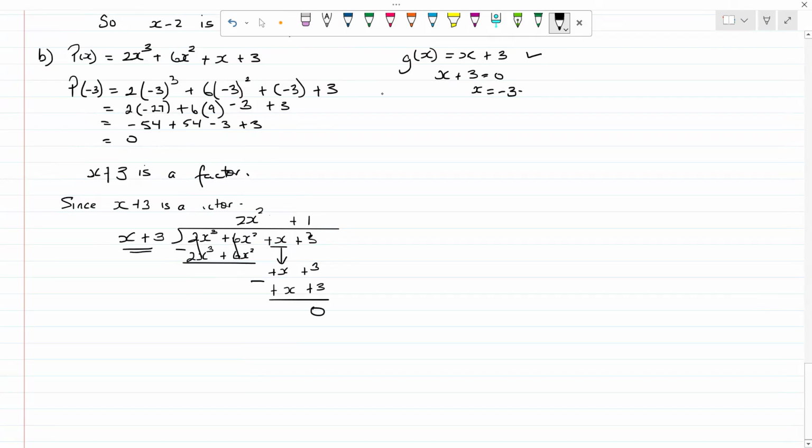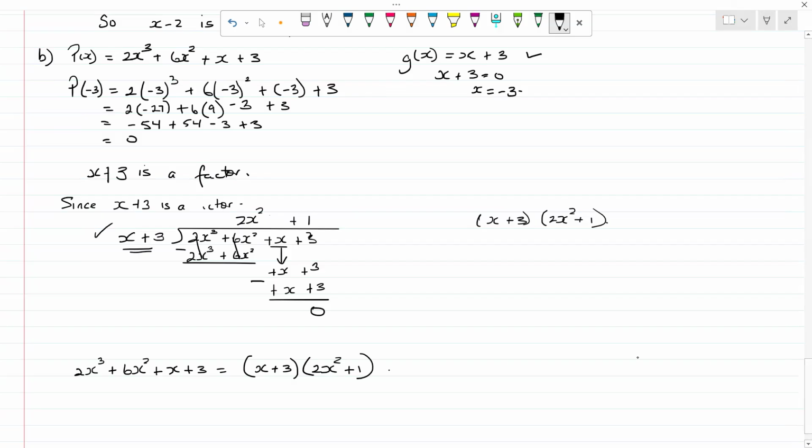So we know that this checks out. X plus 3 is a factor. And the other factor is 2x squared plus 1. Right? So we could safely say that 2x cubed plus 6x squared plus x plus 3, if we factorize it, will work out to be x plus 3 into 2x squared plus 1. You okay with that?